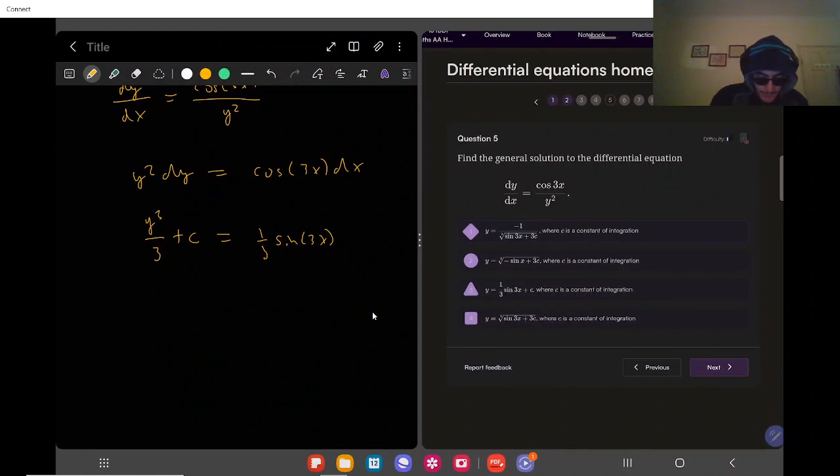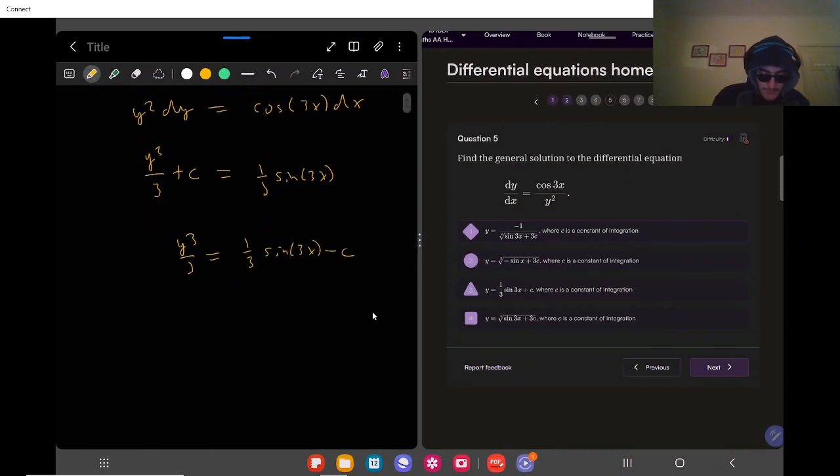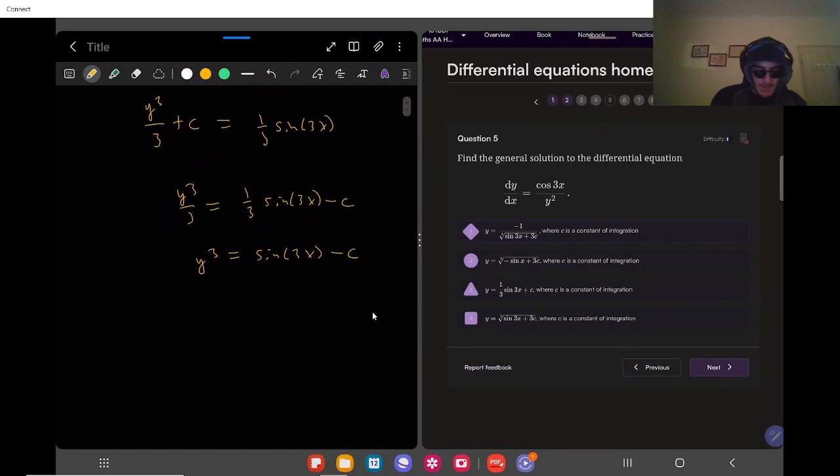Then we could do y cubed over 3 equals a third sine 3x minus c. Because there's 3 on both sides, 3 and a third cancel, minus 3c. You can still let this be c, because c is just a constant. Times by 10 is still a constant, unless you times it by x, for example, or y, if that's part of the question. You take the cube root of everything. So cube root of sine 3x minus c. And is that anywhere here?